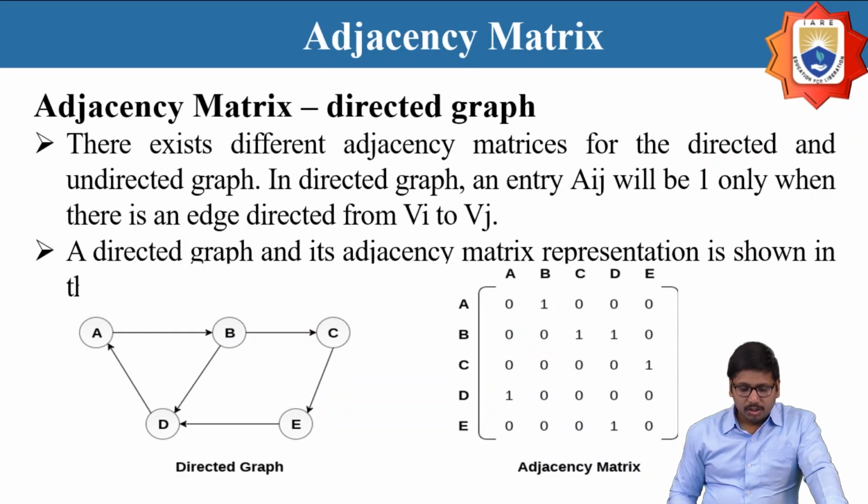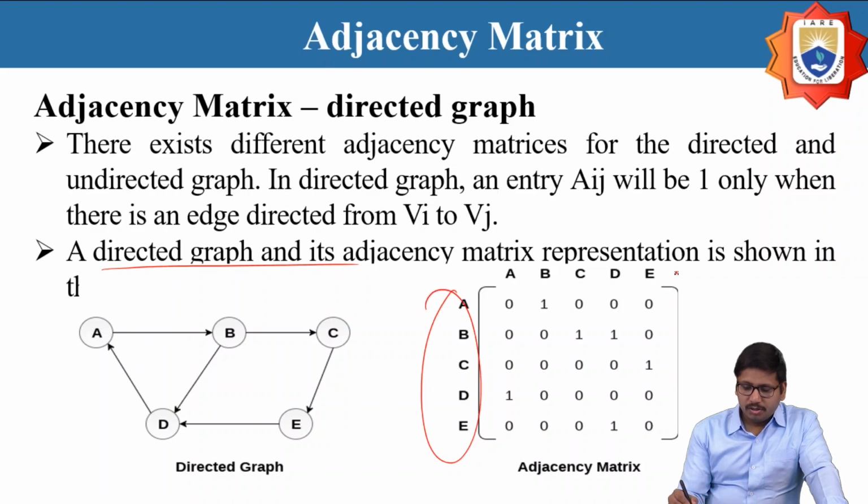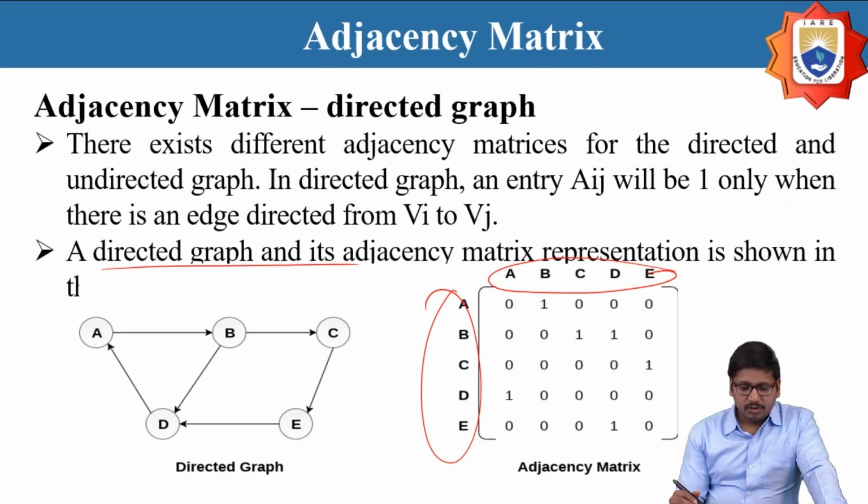While it comes to the directed graph here, there exist different matrices for directed and undirected graphs. So in a directed graph, the entry Aij will be 1 only whenever there exists an edge directed from Vi to Vj. The directed graph and its adjacency matrix representation is shown in the figure. Suppose I'm going to have the directed edges, so similarly I'm going to consider the set of rows and the set of columns here. And if I'm going to draw an edge from A to B, that should be 1. Only one edge is going to be directed, so the remaining should all be 0.